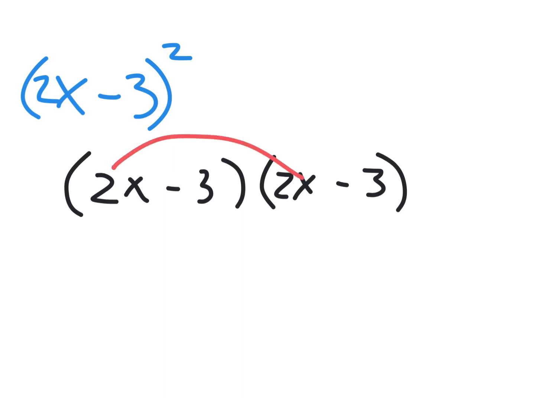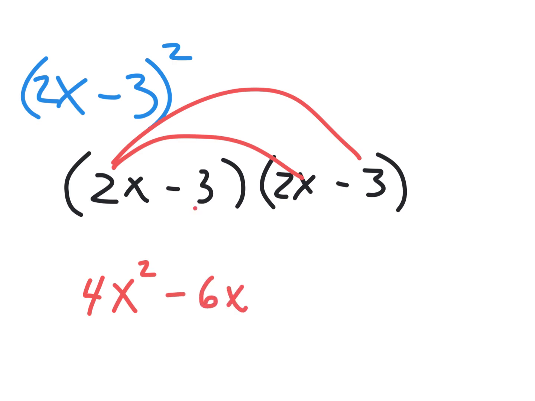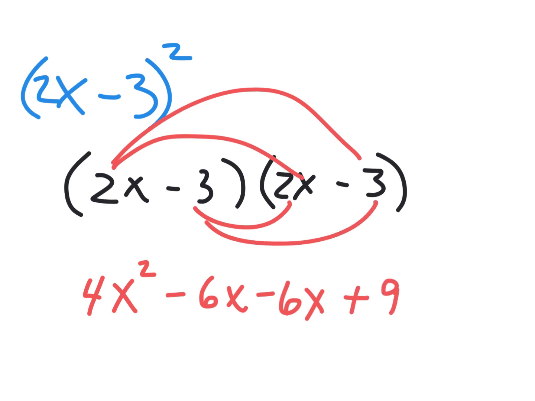So that first one gives you 4x squared. A lot of people think it's 2x squared. Nope, it's 4x squared. And then this times this gives you negative 6x, and this times this gives you another negative 6x, and together that makes negative 12x. And then the last thing I got to do is negative 3 times negative 3 makes positive 9. So final answer, 4x squared minus 12x plus 9.